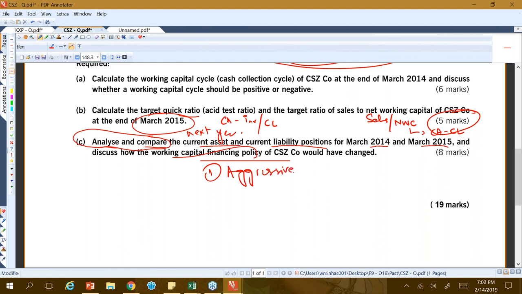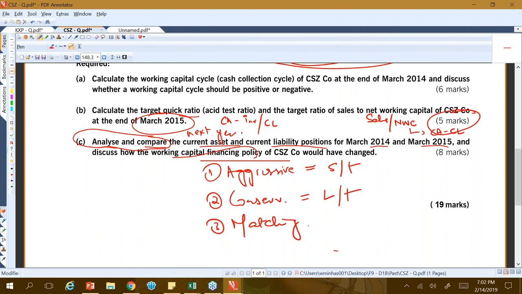Aggressive policy, conservative policy, matching policy. So remember, in aggressive policy, the higher proportion of short-term financing is used. In conservative policy, more of long-term financing is used, and matching is just based on the timing. If it's short-term assets we're looking at, we are using short-term funds, long-term assets, long-term funds.